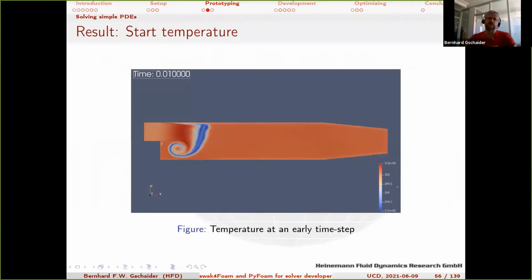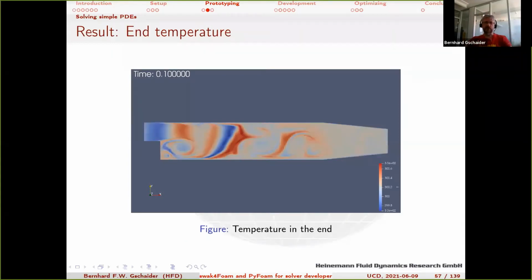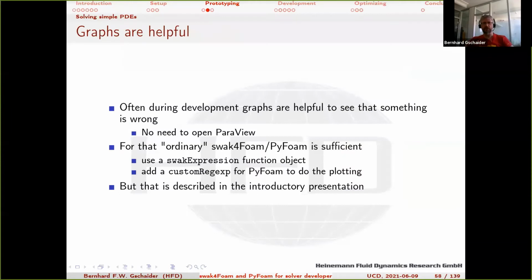So basically now Ignaz starts this. For the temperature, you get the usual behavior that this tutorial case gives you. So you have this temperature, for instance, in the beginning, and after it calculated for a tenth of a second, you have this temperature distribution.